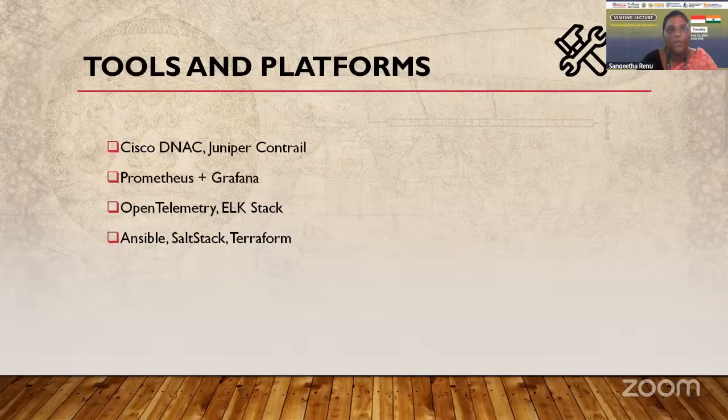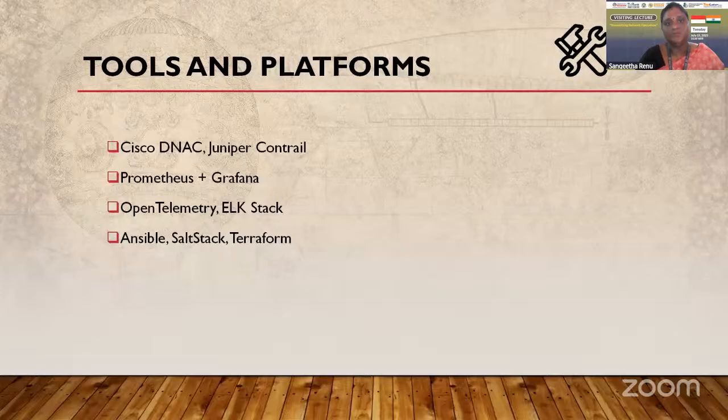Third one, automation and orchestration, automates tasks like provisioning, configuration, and remediation. Fourth one, network controllers, provide centralized network state and a telemetry platform with real-time analytics.